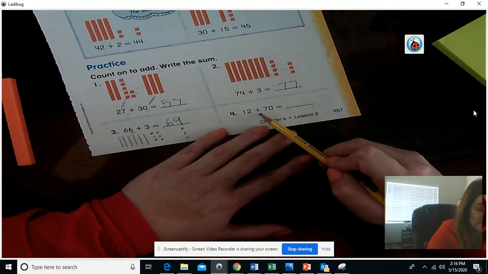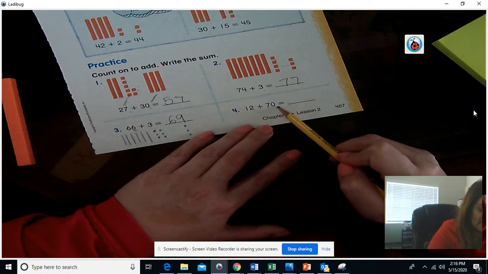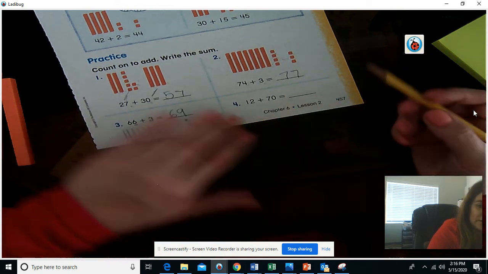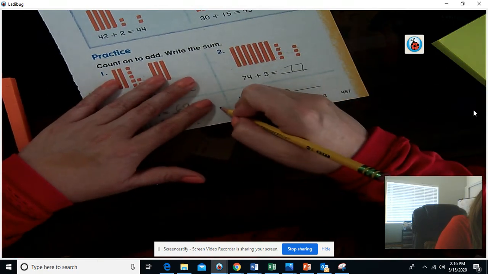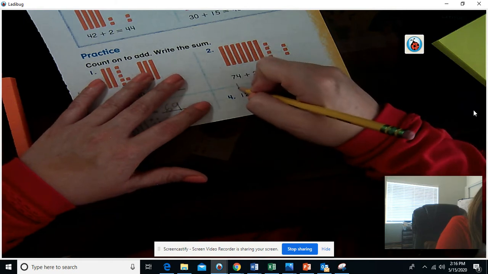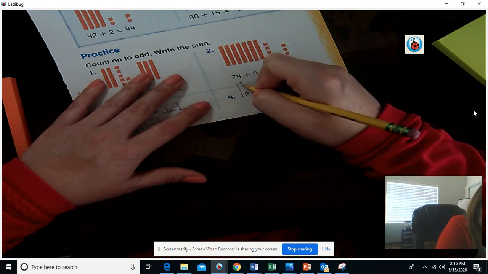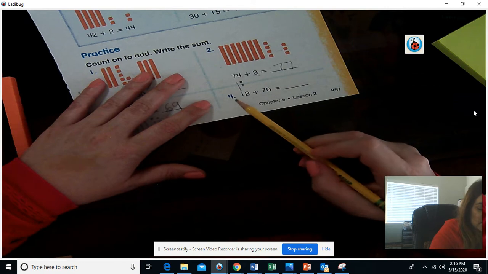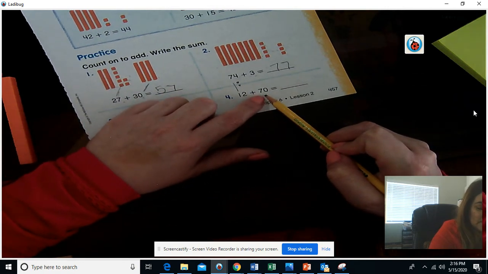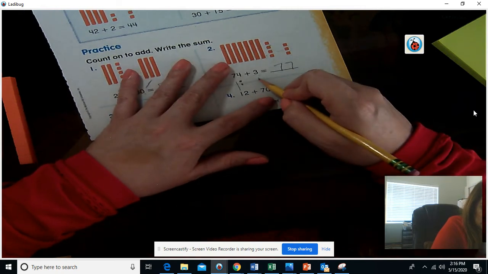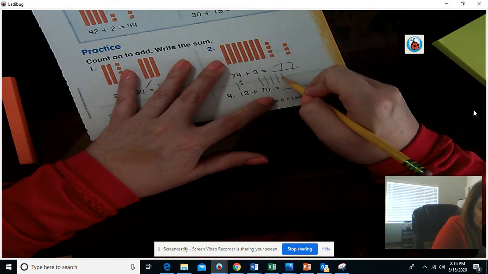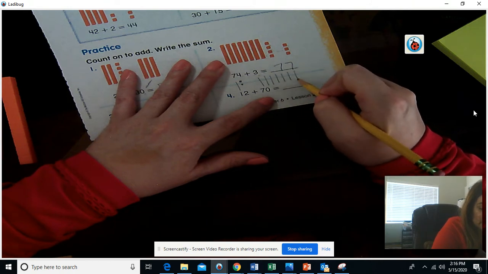12 plus 70, I'm sorry. 12 plus 70. So let's draw it out. 12 is, I'm going to do it up here because I don't have room. 12 is 10, 11, 12 plus 70. So how many groups of 10 am I going to need? So we need 10, 20, 30, 40, 50, 60, 70.